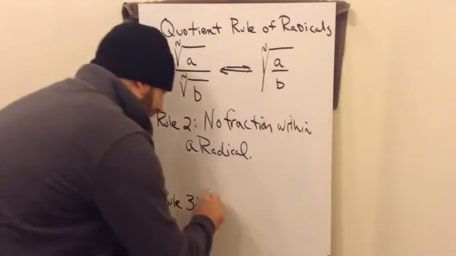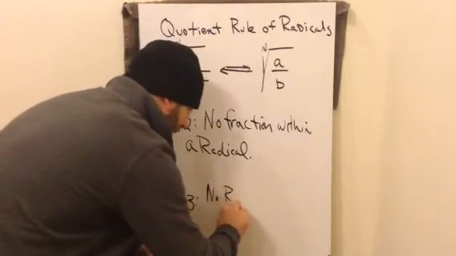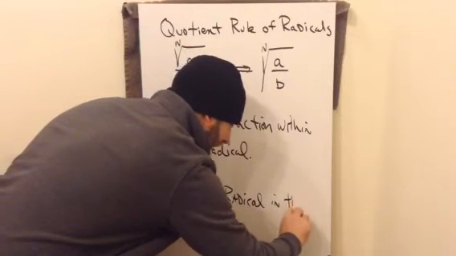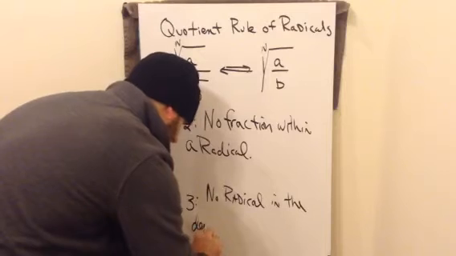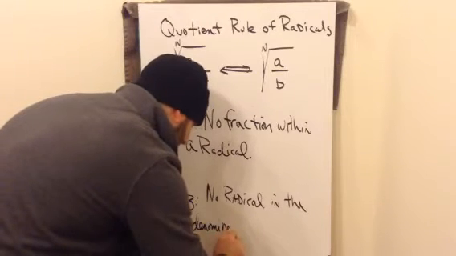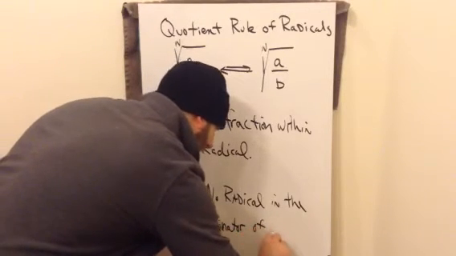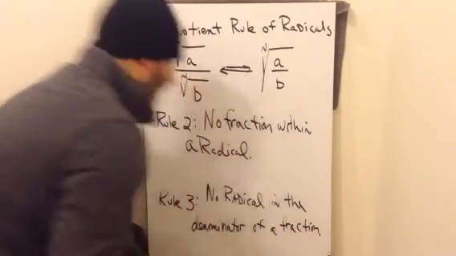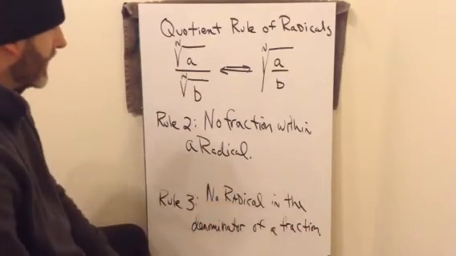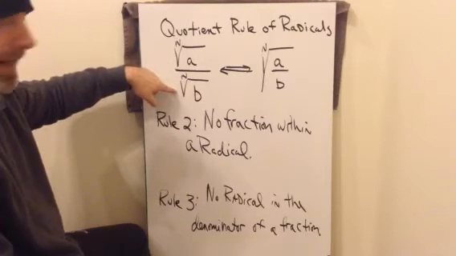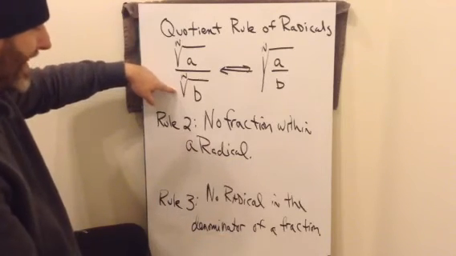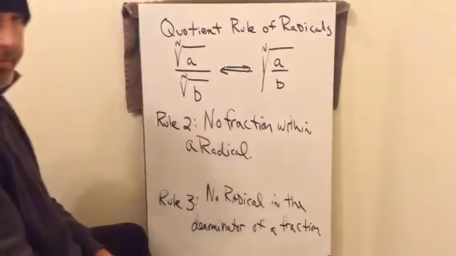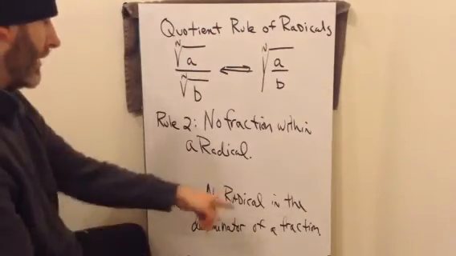Rule 3 says no radical in the denominator of a fraction. No radical in the denominator of a fraction. So when I look at this, I've got a radical in the denominator of the fraction. So what I would want to do is to take this and put it together and see if maybe I could reduce that. So no radical in the denominator of a fraction.